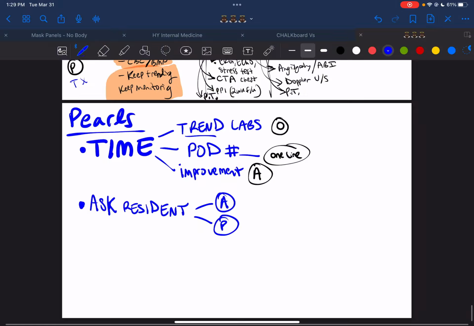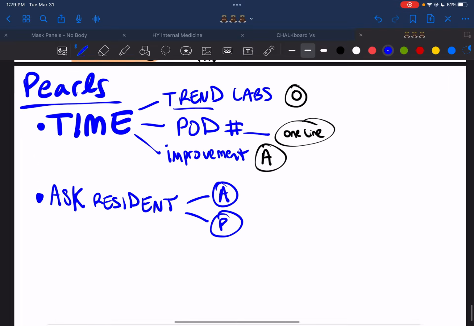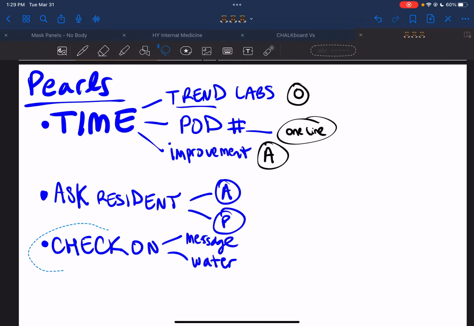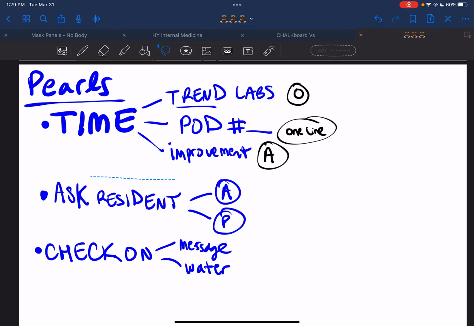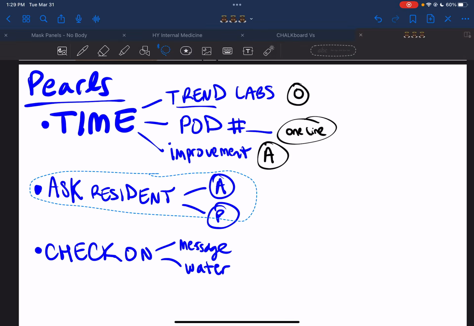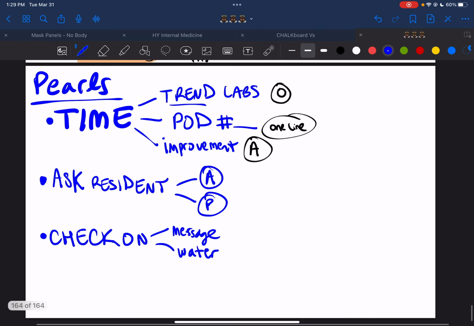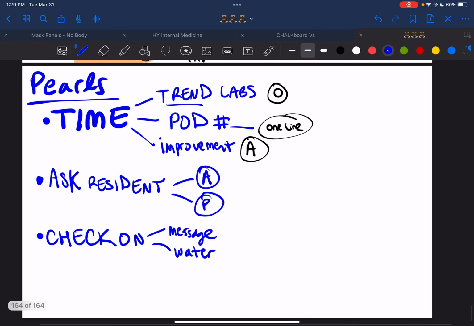Pearls: ask the resident. Okay, that's it for now. Another pearl is that you're allowed to check on your patient outside of when you're rounding on them. You're allowed to go back and check on them. The things you can do are relay a message for them or get them a cup of water or a snack from the little nutrition fridge for patients. You can help with little procedures and things. Okay, that's enough.